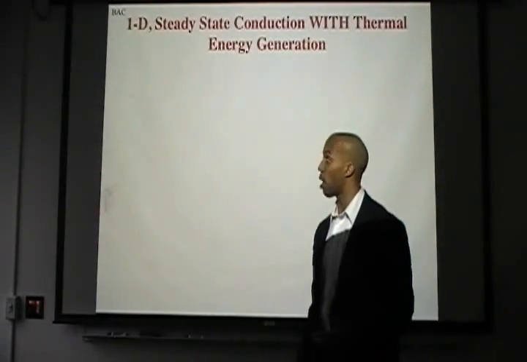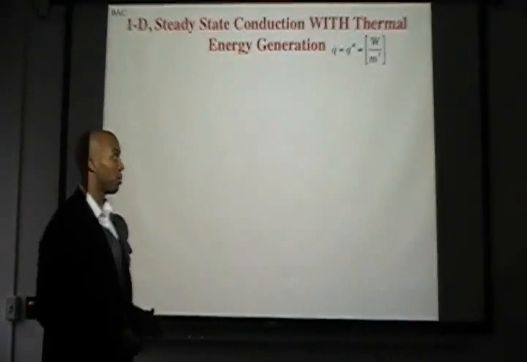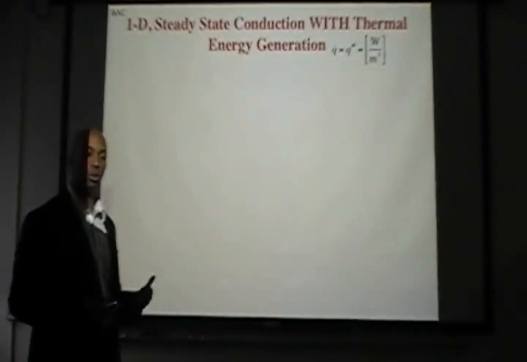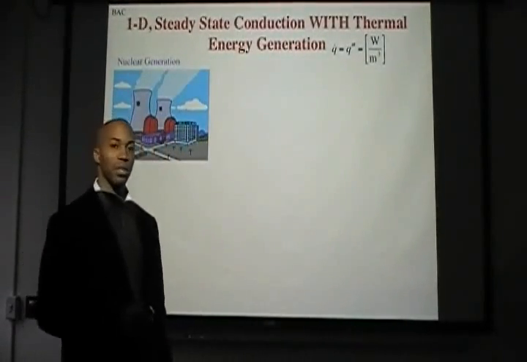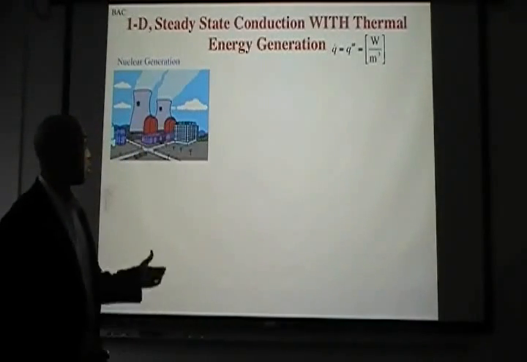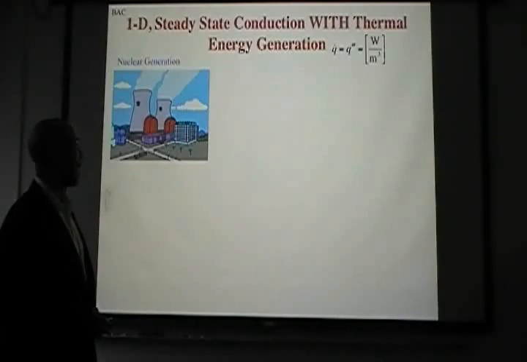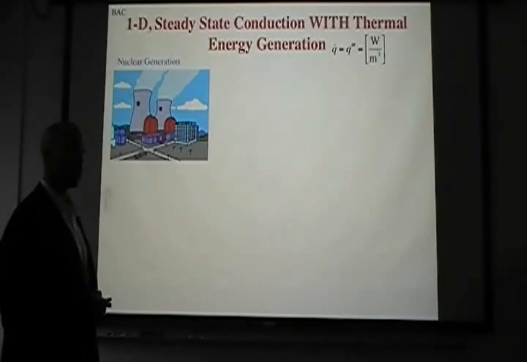So it's going to complicate the problem just a little bit. And energy generation, of course, by now we're familiar with it. q dot, or q triple prime, is watts per meter cubed. So this is volumetric energy generation. And there are many examples of this in the real world. One is nuclear generation. So we have our Springfield nuclear power plant. And basically, when you have a nuclear reaction occurring, it's generating energy in the entire body or system, and that's a form of volumetric thermal energy generation.